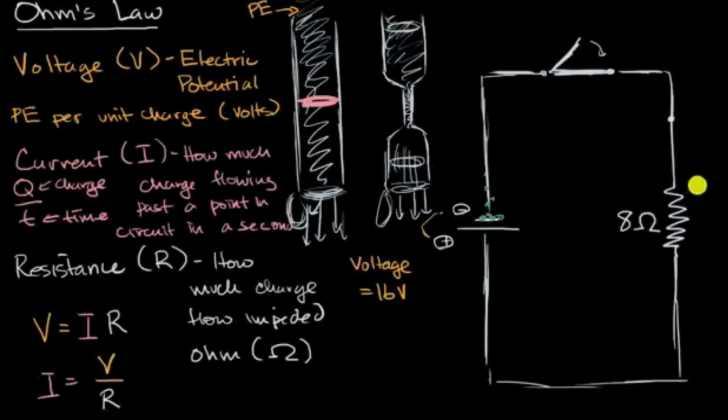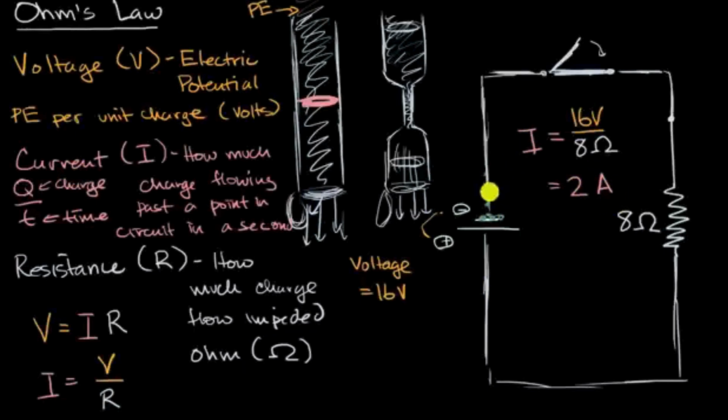Well, to answer that question, you just have to go to Ohm's law. We want to solve for current. We know the voltage, we know the resistance. So the current in this example is going to be our voltage, which is 16 volts, divided by our resistance, which is 8 ohms. 16 divided by 8 is equal to 2. The units for our current, which is charge per unit time, coulombs per second, you could say 2 coulombs per second, or you could say amperes. And we can denote amperes with a capital A.